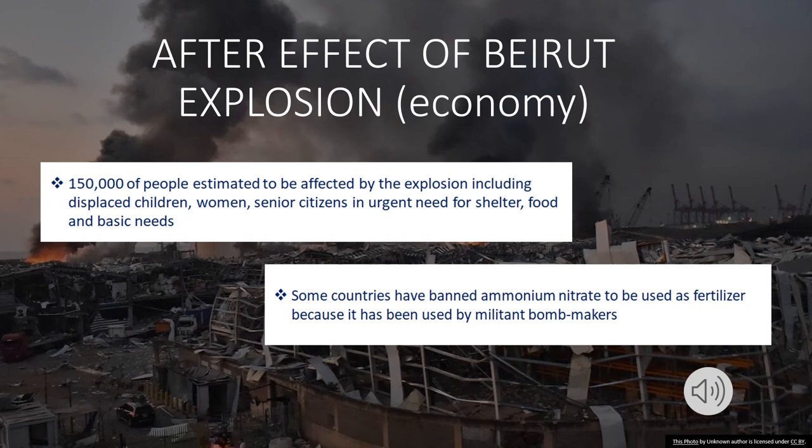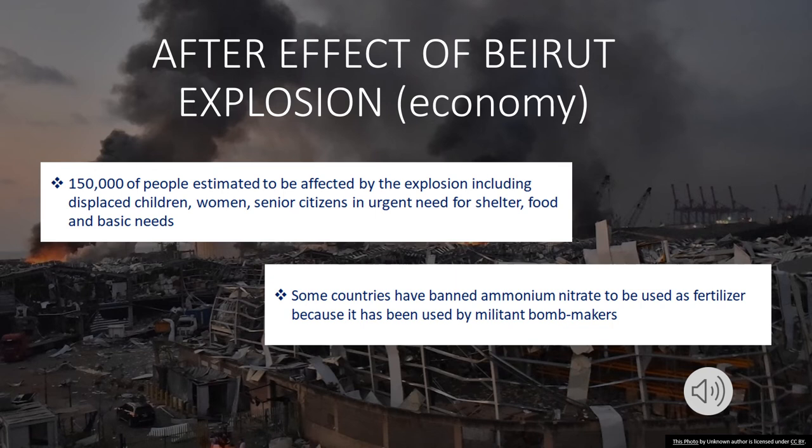According to the World Health Organization, 150,000 of the 300,000 people estimated to be affected by the explosion, including children, women, and senior citizens, are in urgent need of shelter, food, and basic needs. This is because most of their houses were destroyed by the explosion, so they don't have any shelter.